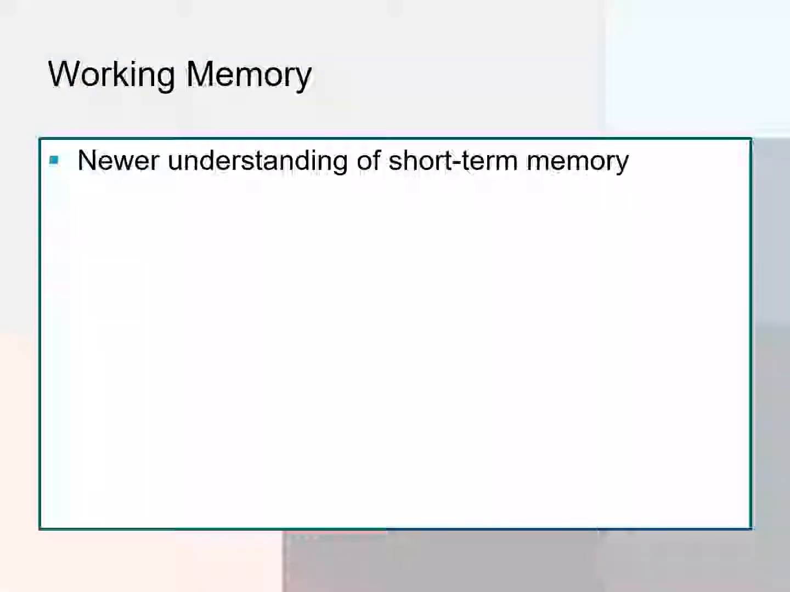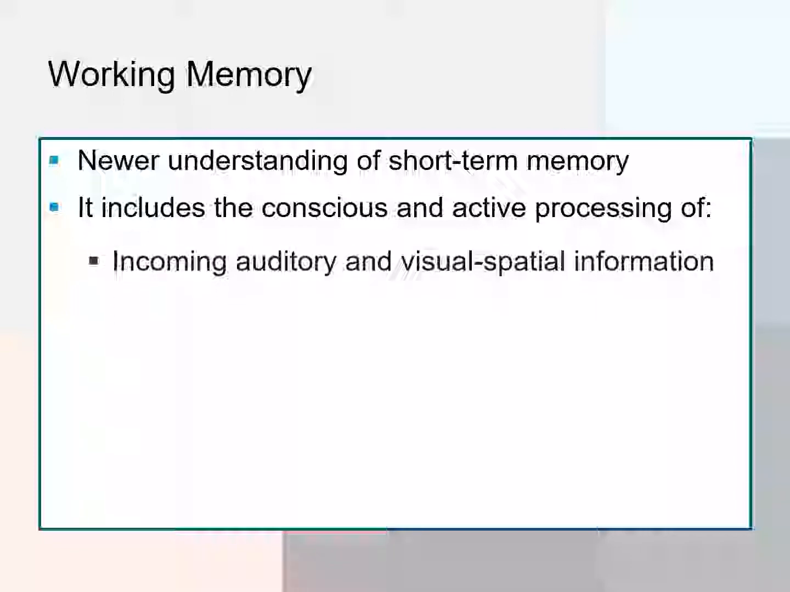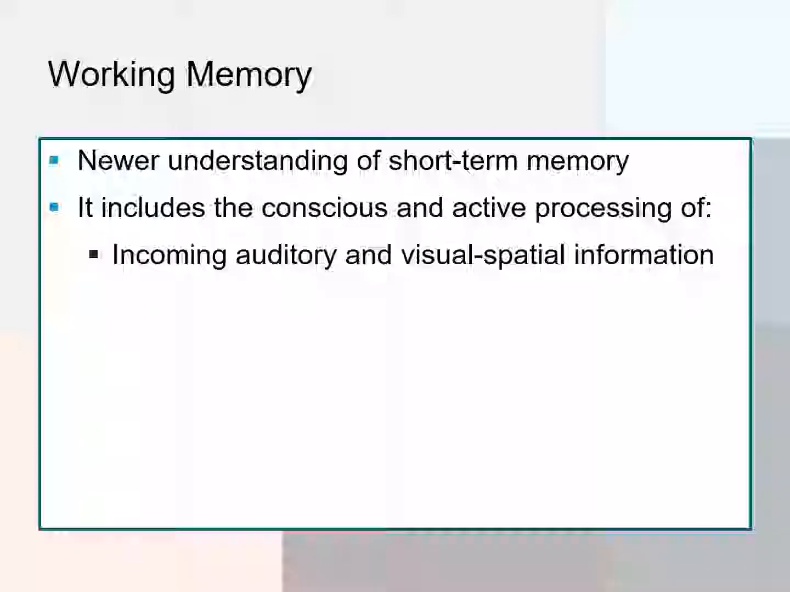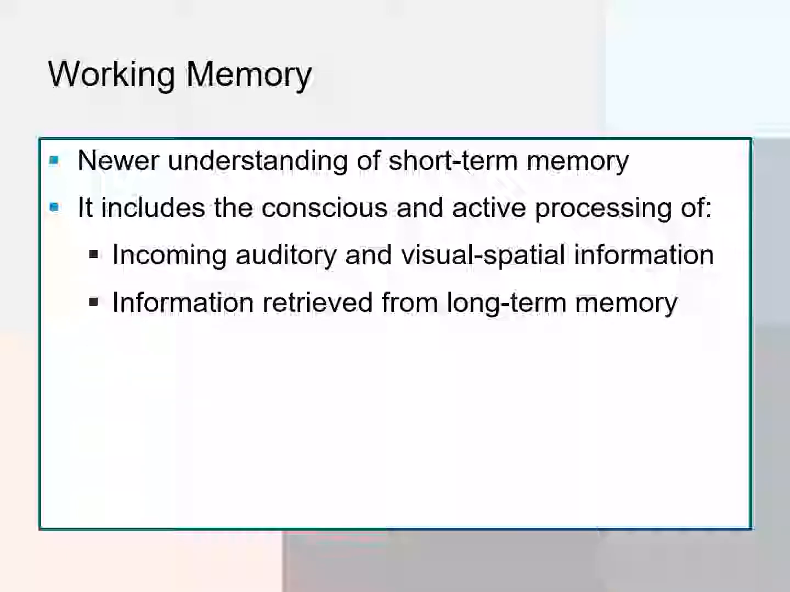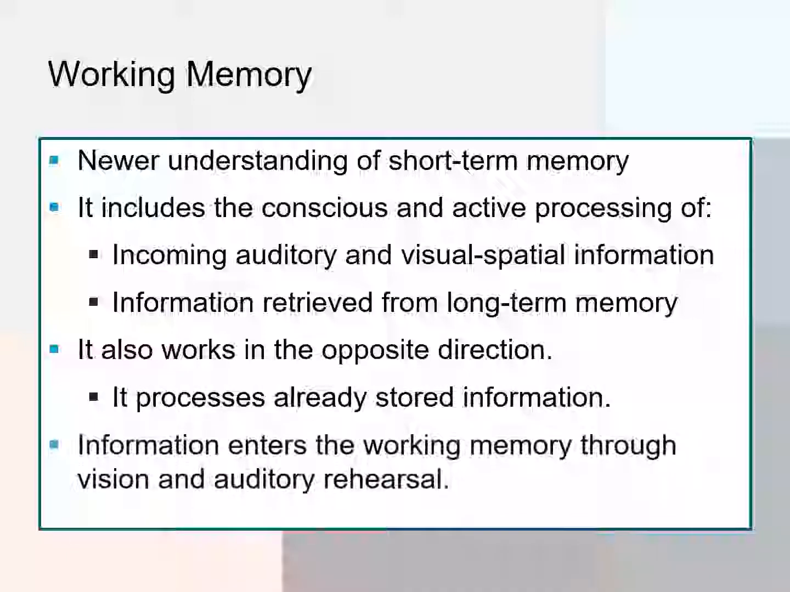So let's talk about working memory. This is a newer understanding of short-term memory. It includes conscious and active processing of incoming auditory and visual-spatial information. Auditory is just things you hear. Visual-spatial is things you see in this 3D world that we live in. It also includes information retrieved from long-term memory. And it also works in the opposite direction, like I mentioned. It processes already stored information.